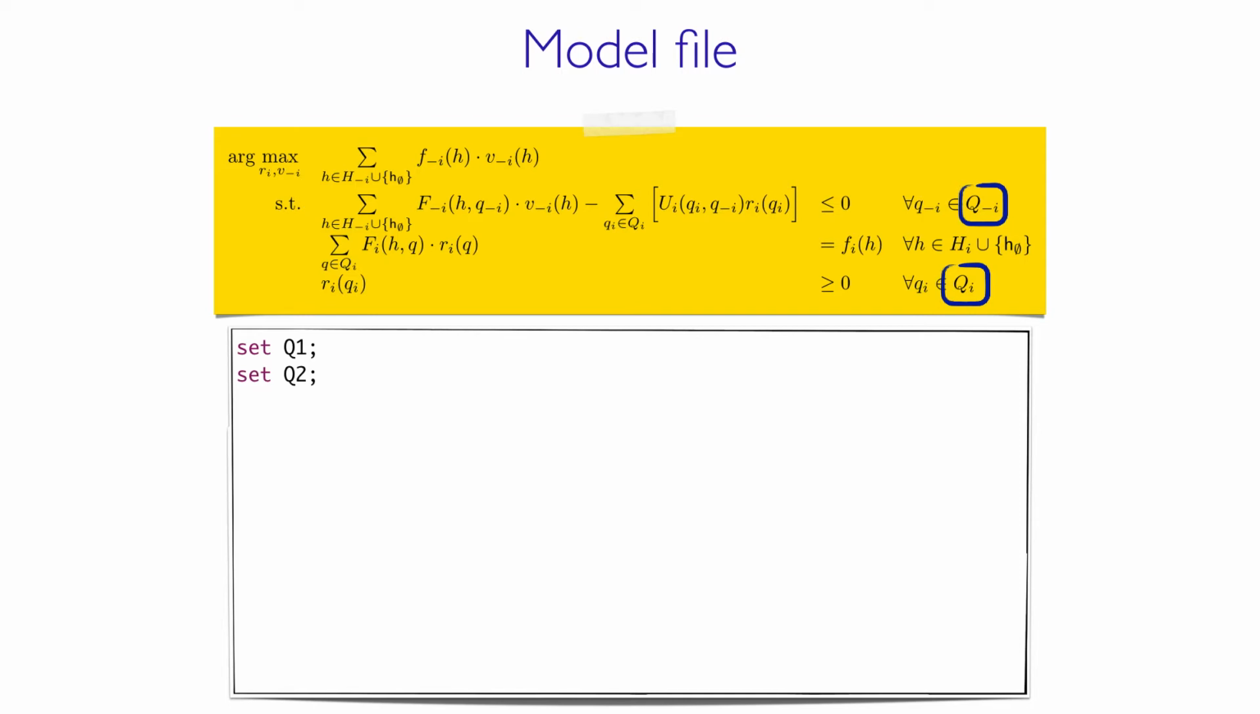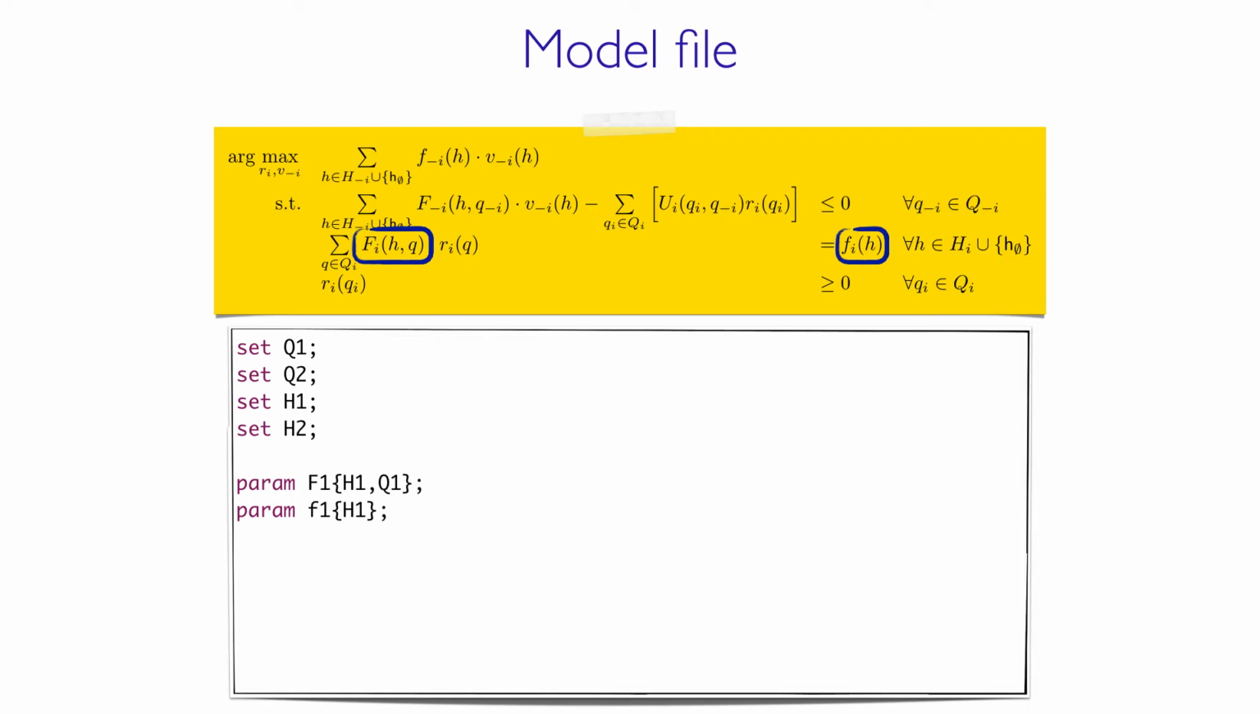First, we declare sets. We have Q1 and Q2 that are the sets of sequences of the players. Then H1 and H2 are the sets containing the information sets of the players, each one with the addition of a special fictitious element, H subscript empty set.